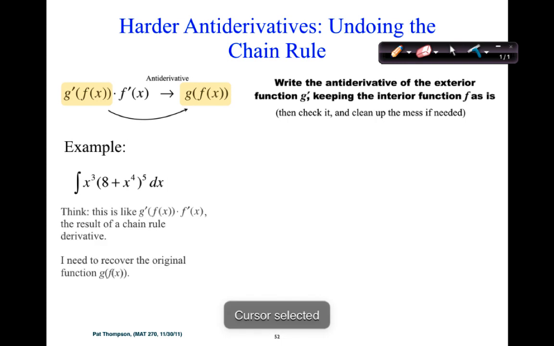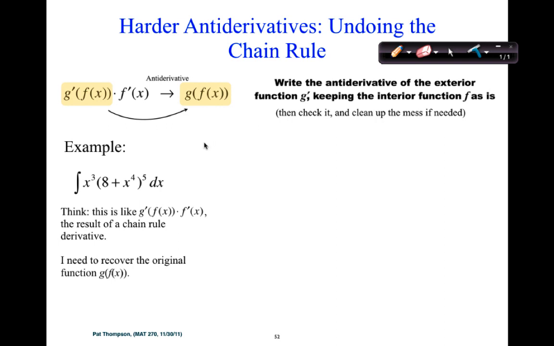Okay, so here we go. We're going to think of this like g prime f of x times f prime of x, the result of a chain rule derivative, and we need to recover the original function g of x. We need to figure out which part is the g prime f of x, what I've highlighted in gold on the left. Is it exhibit A or exhibit B? You should be thinking it's exhibit B.